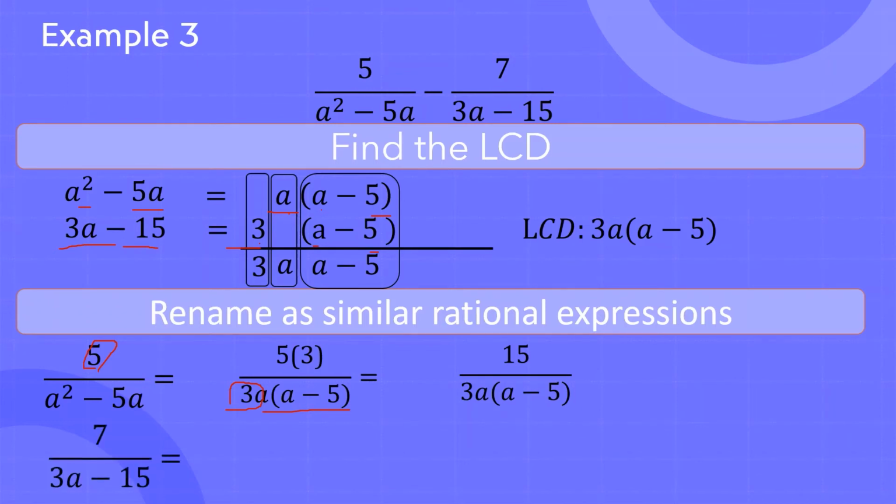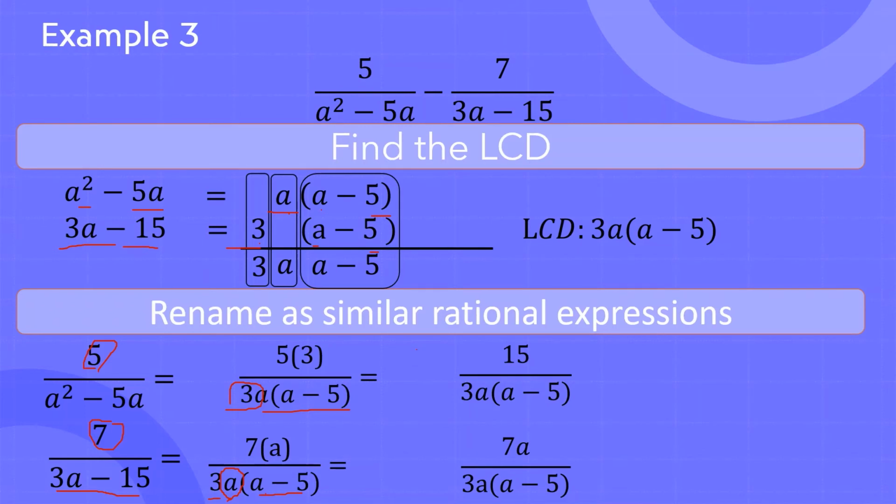Then, on the second expression, gawin din natin na ang denominator ay 3a times a minus 5. Ang 3a minus 15 ay parehas sa 3 times a minus 5. So, ang matitira doon when we divide out is a. At yun ang imumultiply natin sa 7. So, we have 7 times a. So, we have 7a over 3a times a minus 5.